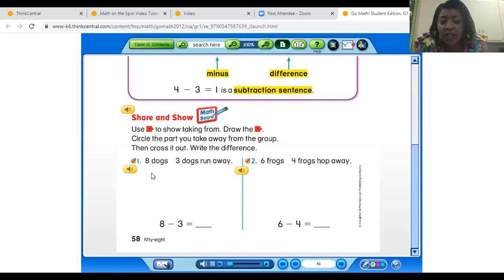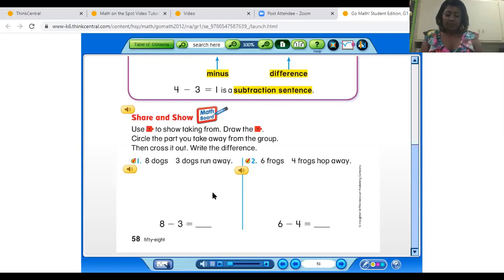8 dogs, 3 dogs run away. So I have 8 dogs. 1, 2, 3, 4, 5, 6, 7, 8. How many of those dogs run away? 3. 1, 2, 3. So I'm going to make sure that I draw my model right here of 8, and I'm taking away 3. 8 minus 3 is equal to 1, 2, 3, 4, 5. That means that 5 is my difference.